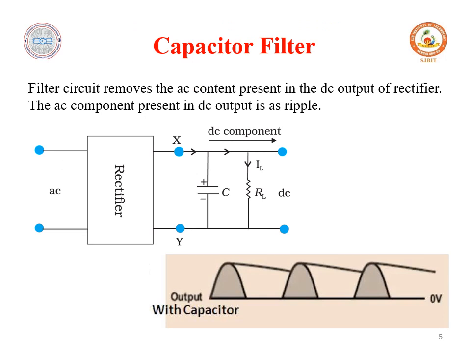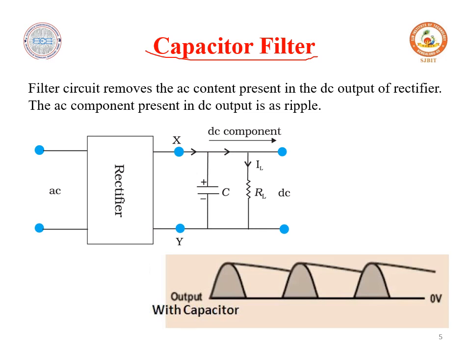Consider a capacitor filter. The filter circuit removes the AC component present in the DC output of a rectifier. The AC component present in the DC output is the ripple, so we need to remove that ripple. That's why we are going to use the capacitor filter. In that, we are going to connect the capacitor across the load resistor.